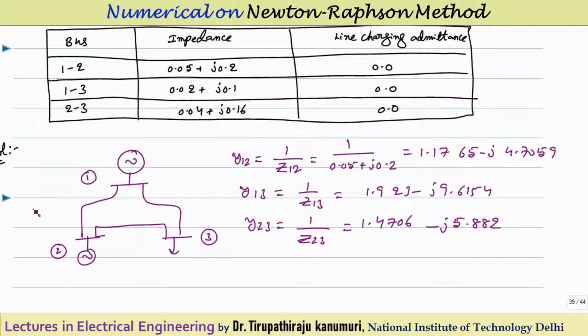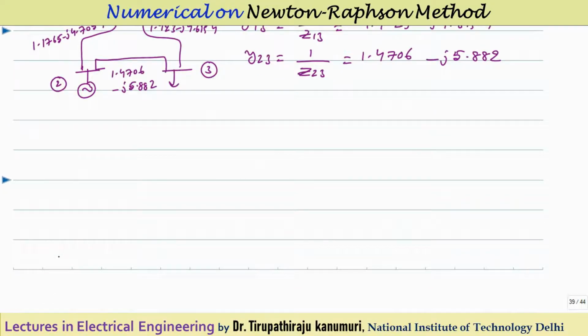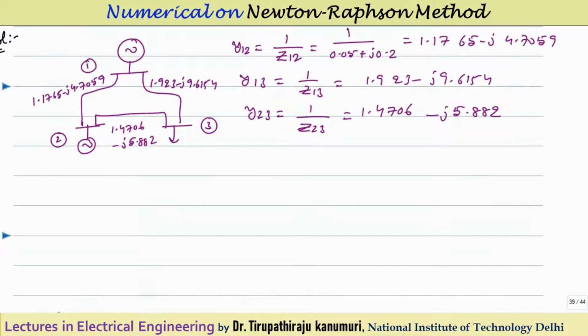Between 1 and 2 is Y12. Between 1 and 2 what is there? 1.1765 minus j4.7059. Now between 1 and 3, what is given? 1.923 minus j9.6154. And similarly between 2 and 3 it is given 1.4706 minus j5.882. Once the diagram is ready, then we can construct the matrix easily. Let us try to construct the matrix now.